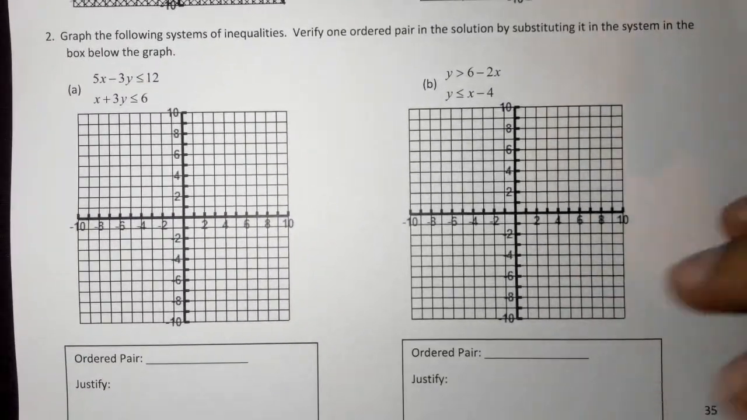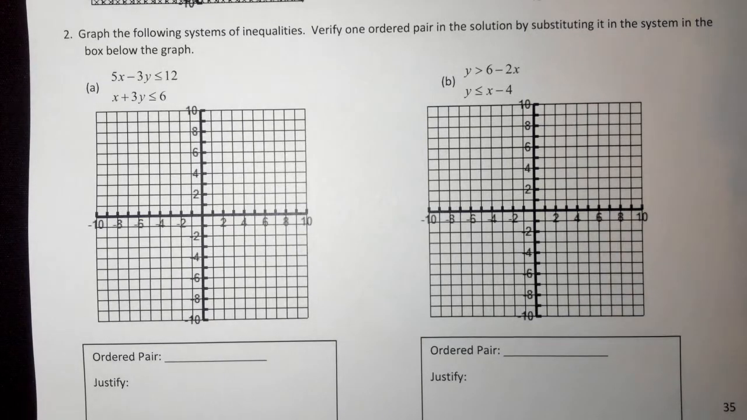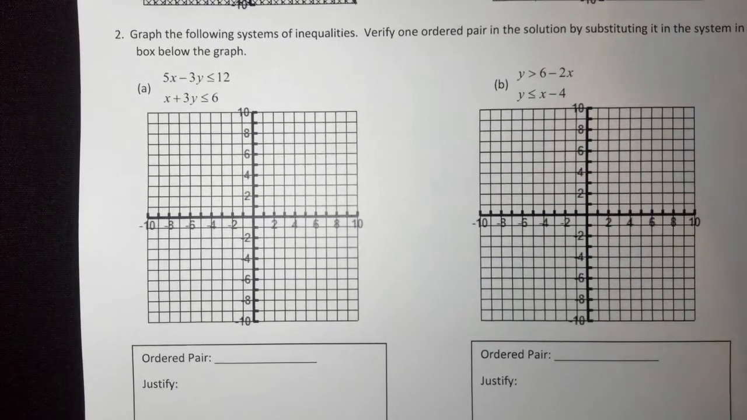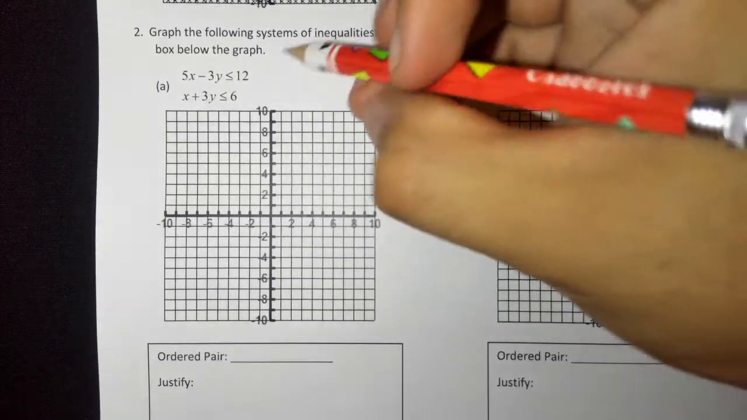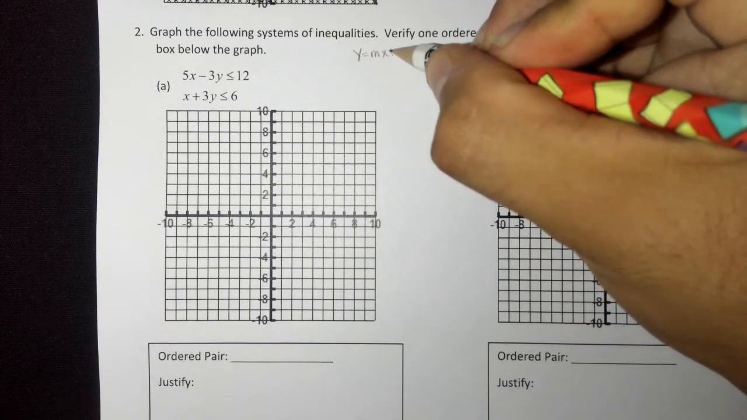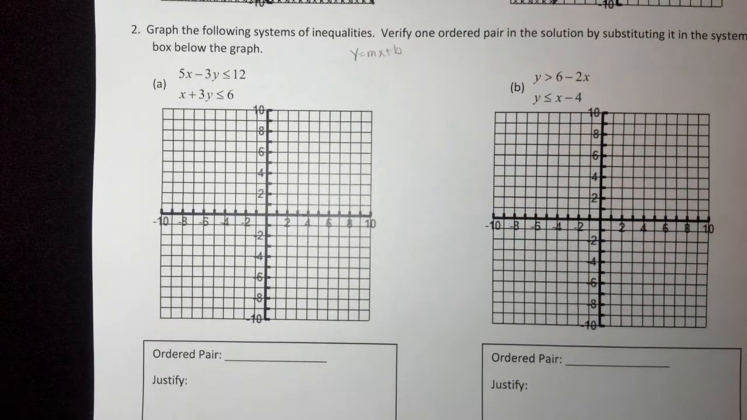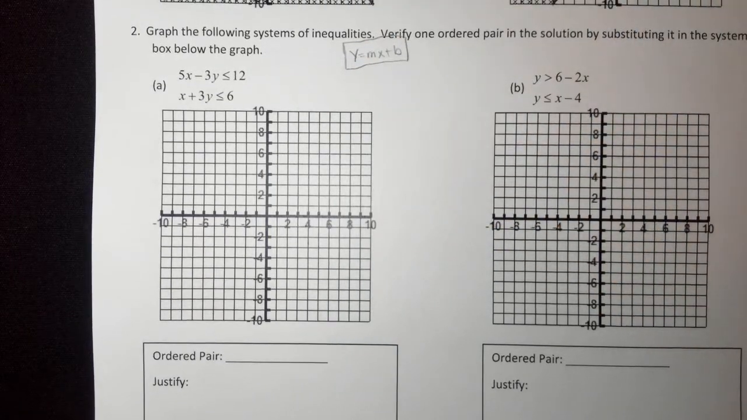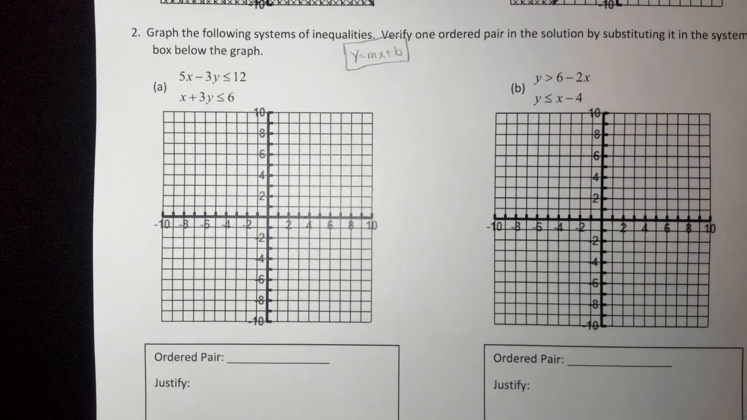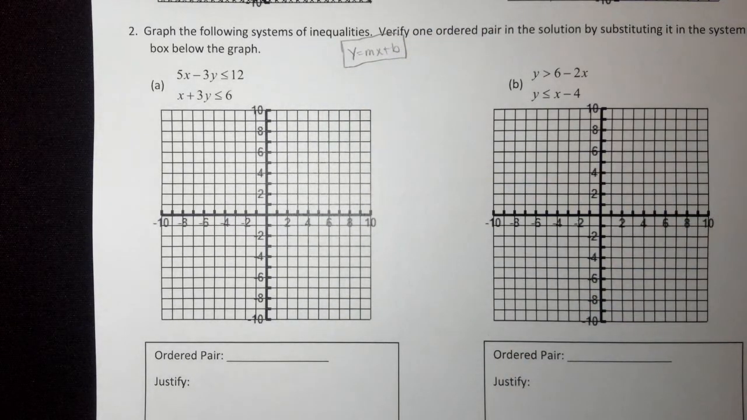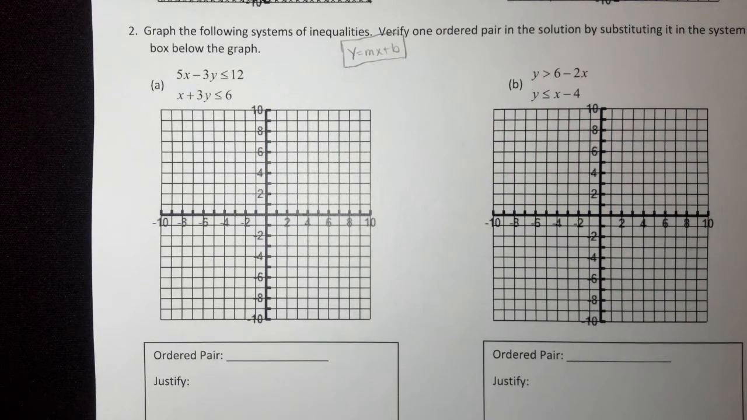Alright, number 2 says graph the following system of inequalities. Verify one ordered pair in the solution by substituting it into the systems in the box below the graph. So now we go into graphing. Anytime that you guys are graphing, your equations always need to be in y equals mx plus b, or slope-intercept form. In other words, your equations must be in this form for you to graph. So if your equations are not in that form, then that means that we have to rearrange the equation, solve for y, get y by itself, and then we would be able to work our problem.